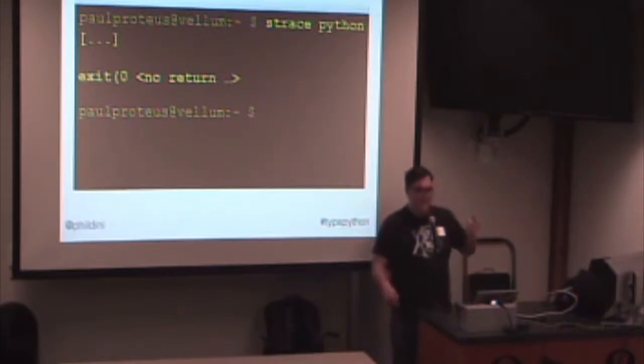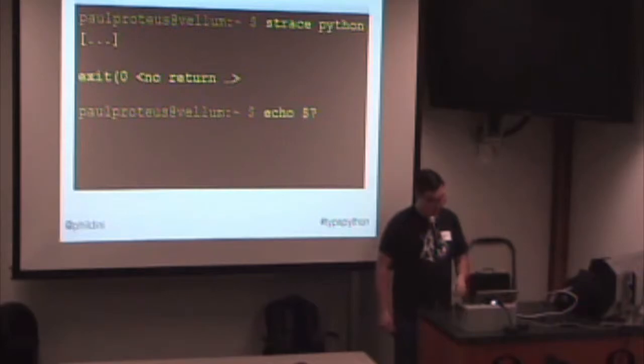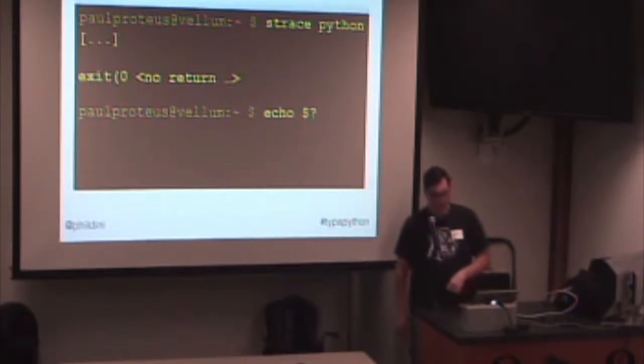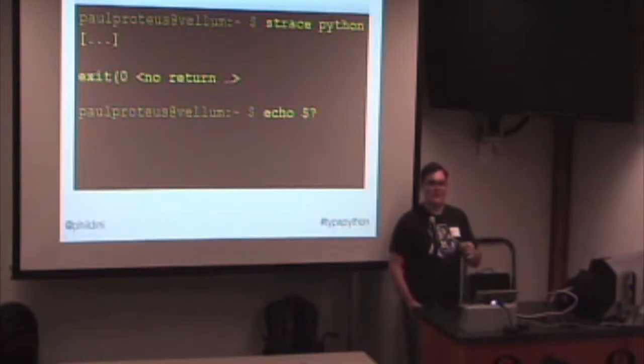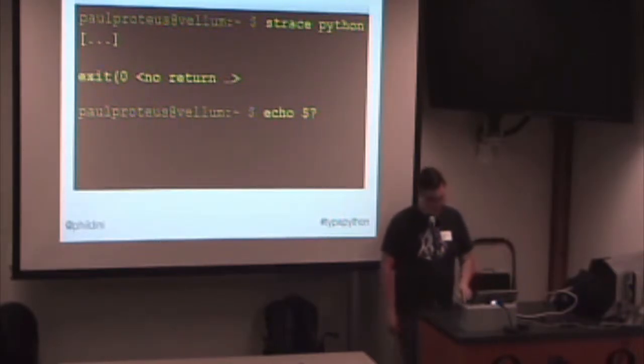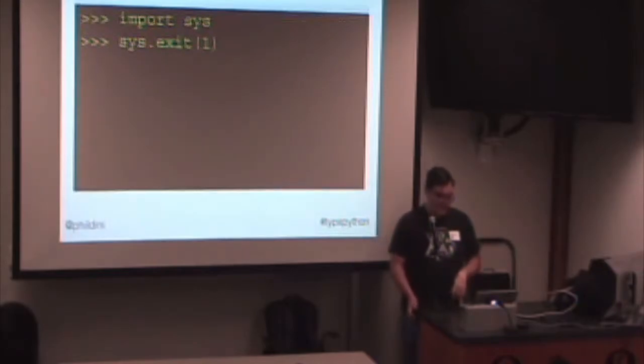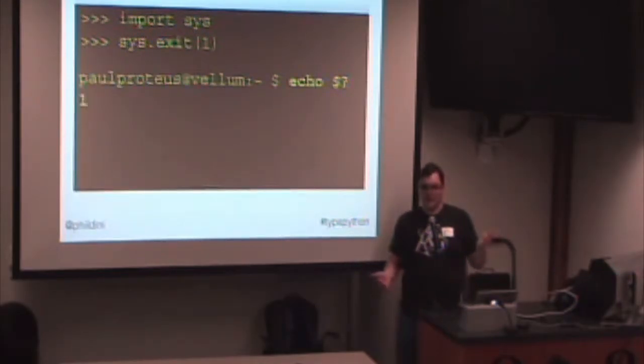A cool trick that I didn't know until working on this, that some of you may know, some of you may not: if you do echo $?, which is the variable that bash creates to give you the exit code of the last program that ran, and you do a 0, it gives you a 0. If you were to do import sys and sys.exit(1), and then do that same thing, you would get 1.